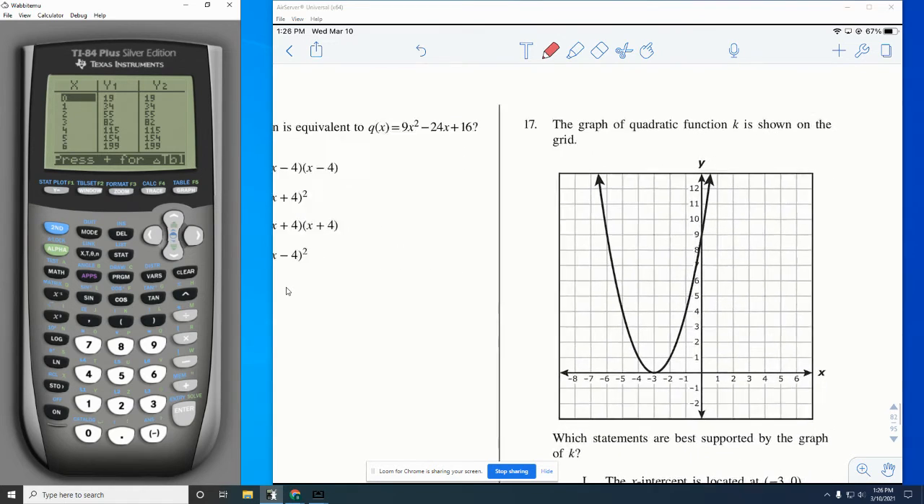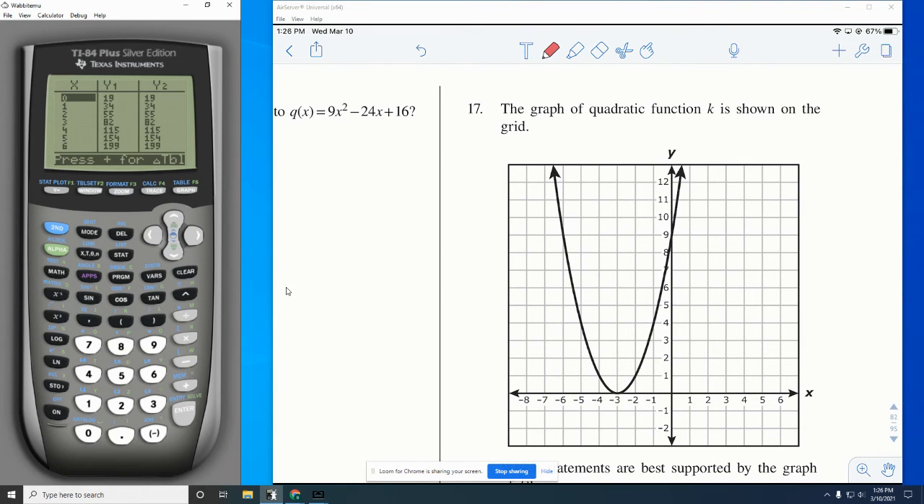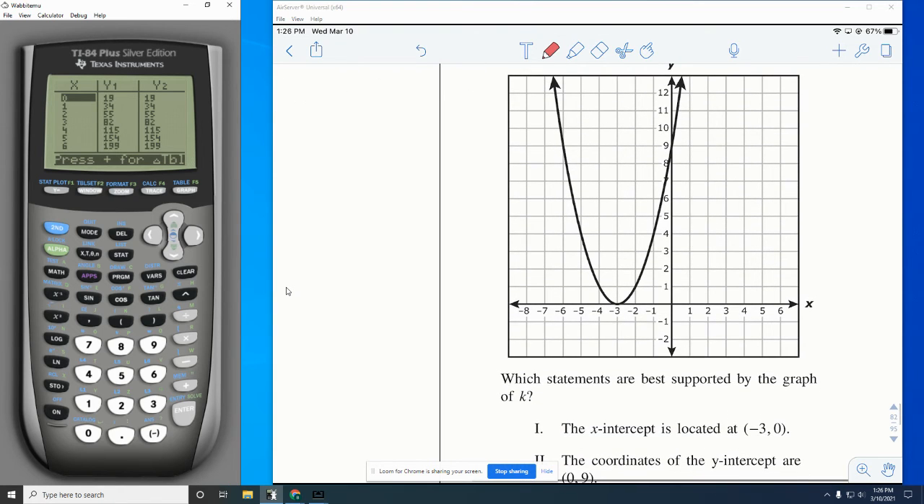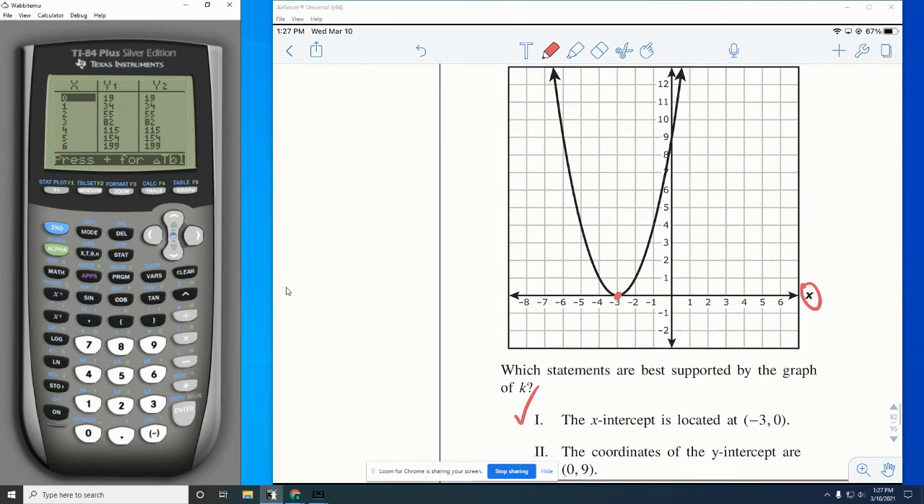Let's turn to problem 17. This one says the graph of the quadratic function k is shown on the grid. Which statements are best supported by the graph? First, it says the x-intercept is located at -3, 0. That is where this graph crosses or touches the x-axis, so that would be correct.